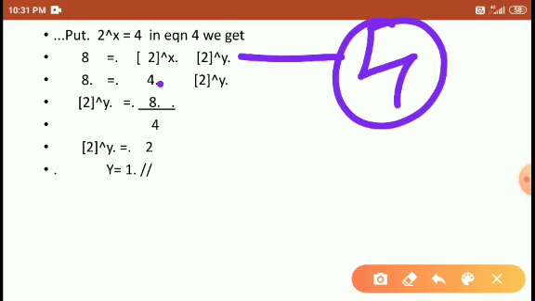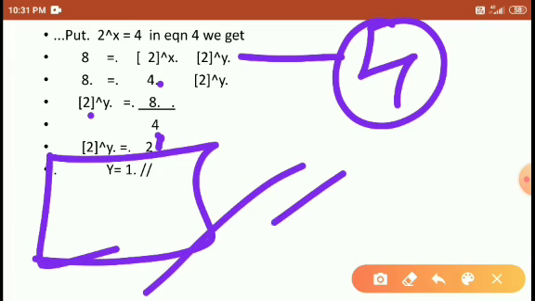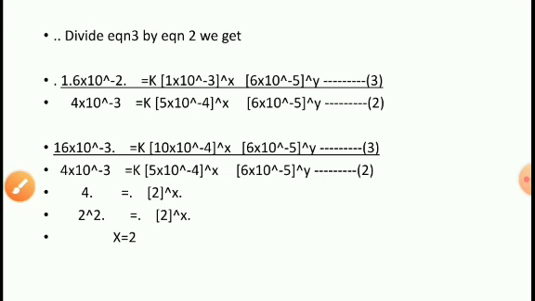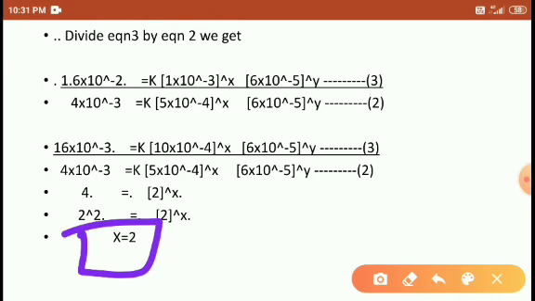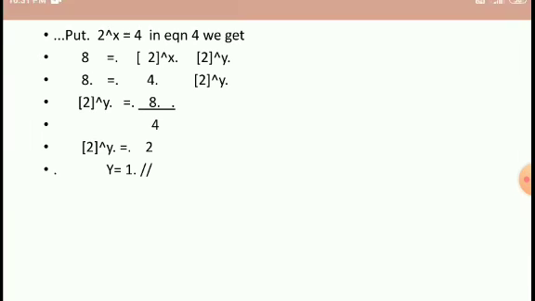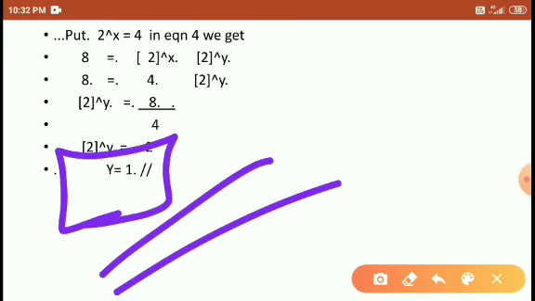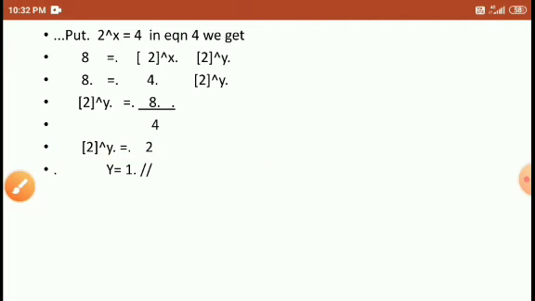Right, then 2 is taken outside, then the 8 by 4 will get cancelled. Right, 4 ones are 4, 2s are, then the power is 1 here, nothing means the power is 1, so y is equal to 2, that is y is equal to 1. Right, students? So the concentration of A with respect to x is 2, and the concentration of B with respect to y is 1. This is the answer, students. Right, students?